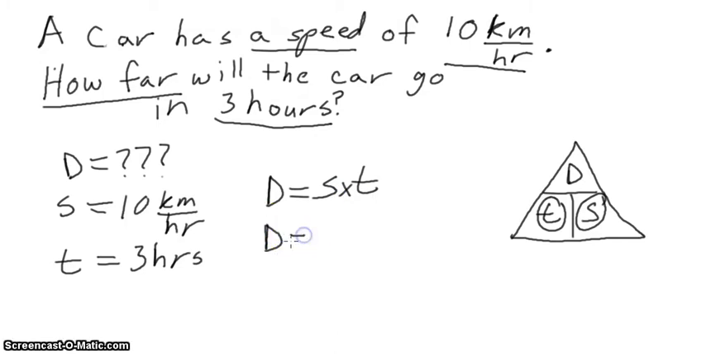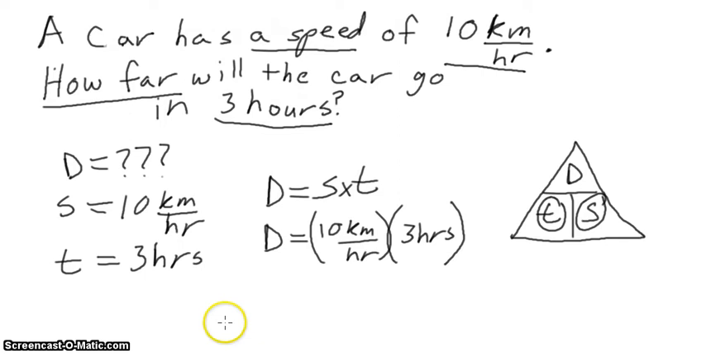So distance equals, and then I'm going to substitute my speed in, 10 kilometers per hour times our time, which is 3 hours. Alright, and then distance, 10 times 3 is 30. And then in order for me to find the units, what I need to do is I need to look at what's on the bottom and what's on the top. And if it's the same on the bottom as it is on the top, if I have hours and hours, like this, I can cross them out. Okay? And then what I'm left with is going to be my unit for my distance. In this case, kilometers.